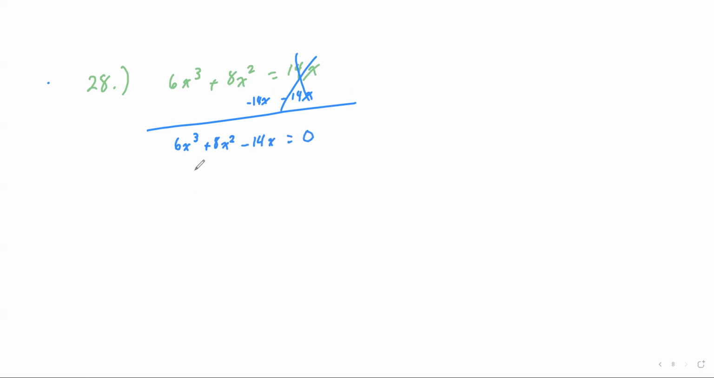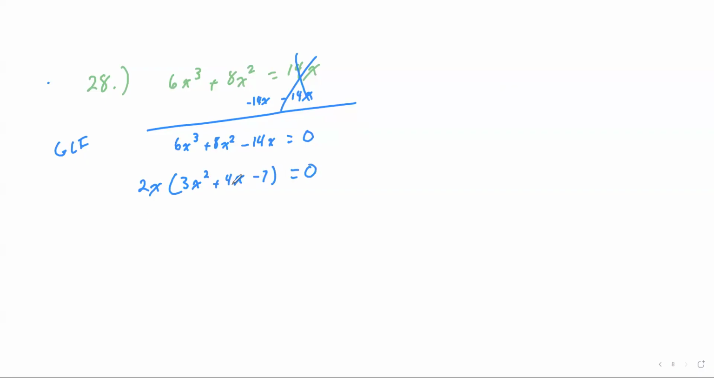Now, we don't always have to use substitution. We should be able to look at this and go, is there a greatest common factor? So in this case, I see that they're all even. So 2 can come out. And then I see that they all have an x. So 2x is my greatest common factor. Once you realize that, then divide each term by the greatest common factor to see what's left. So 6x cubed divided by 2x would give me 3x squared. 8x squared divided by 2x would give me 4x. And then negative 14x divided by 2x would give me minus 7.